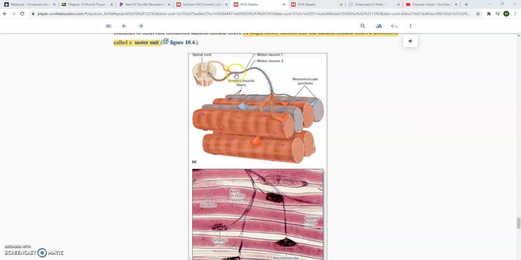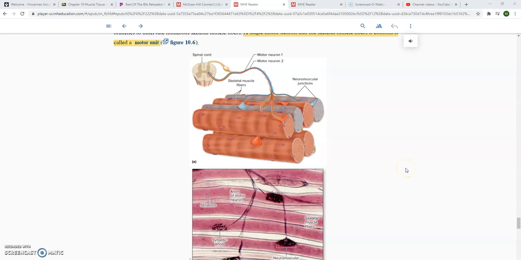But we could have a motor unit where a motor neuron sends a nerve impulse to, or innervates, thousands of different skeletal muscle fibers or cells. So they vary in size. And the reason they do that is because of control.